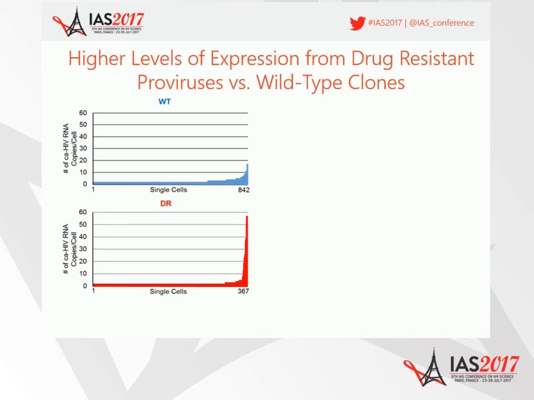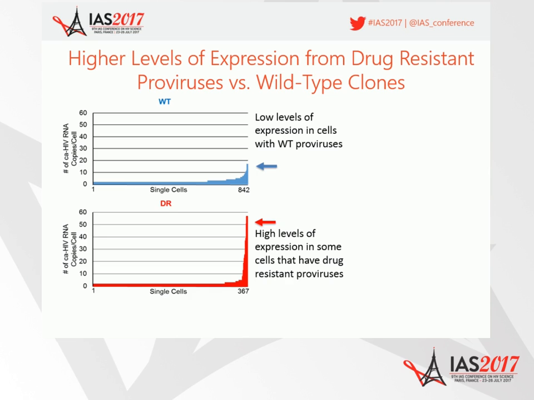So we can look now also at the levels of RNA in single cells. We did this with the wild-type proviruses, and we found very low levels of expression in the cells that were infected with wild-type viruses. This is just looking at that 5% that are expressing. And in the drug-resistant proviruses, looking just at that 19% that were expressing, we found some cells with these high levels of expression. So these are cells that have 30, 40, 50 copies of unspliced HIV RNA.